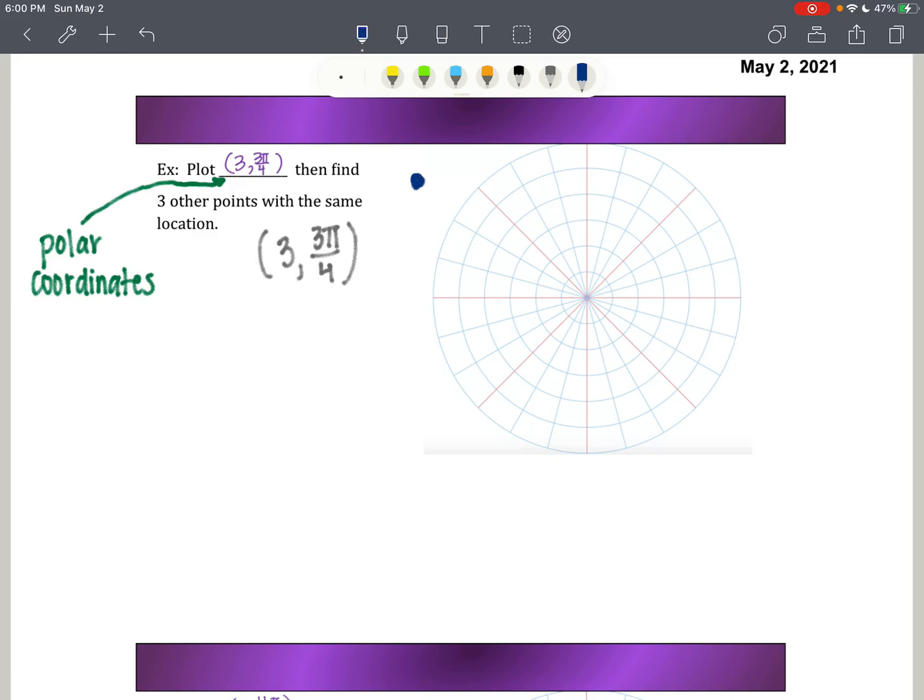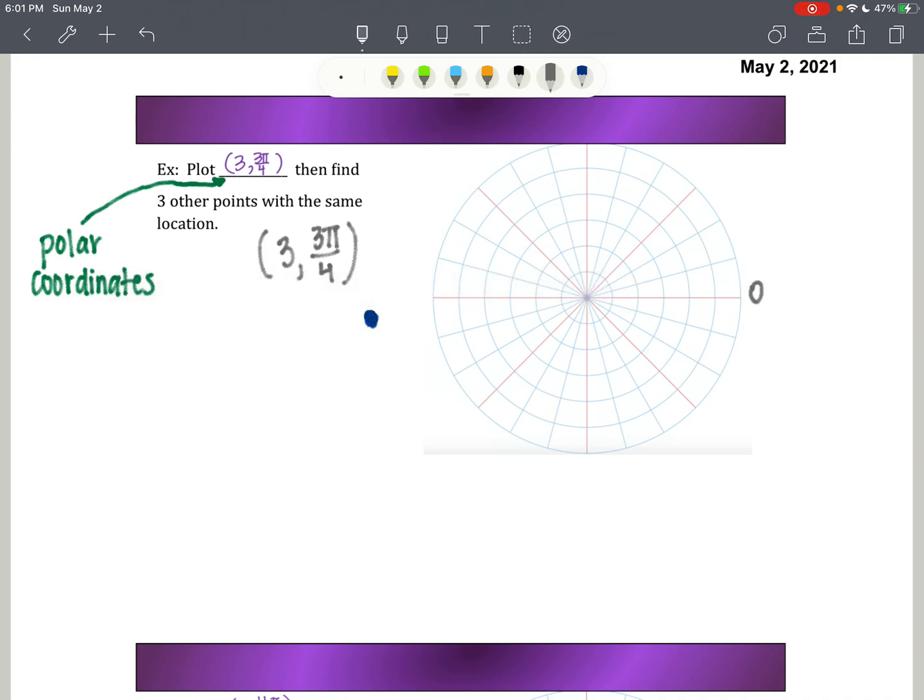So I'm going to plot this in blue. So we start at the pole and we're going to go out to the third circle to the right because we have a positive 3. So we go to the third circle on the right. This first value, 3, tells us to either go left or right, not up or down, left or right. There is no vertical move, there is a horizontal move. Okay, so we're going to put that there for a second.